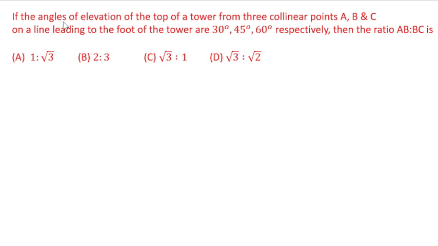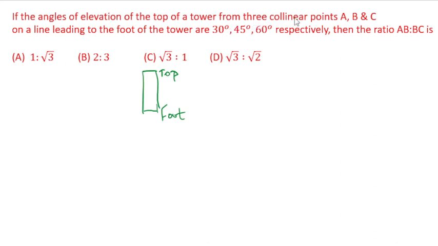So let me break down the question into pieces. If the angles of elevation of the top of a tower, so we have a tower given. Let me draw the tower. For instance, this is a tower, and this is the top of the tower, and this is the foot of the tower or ground level.